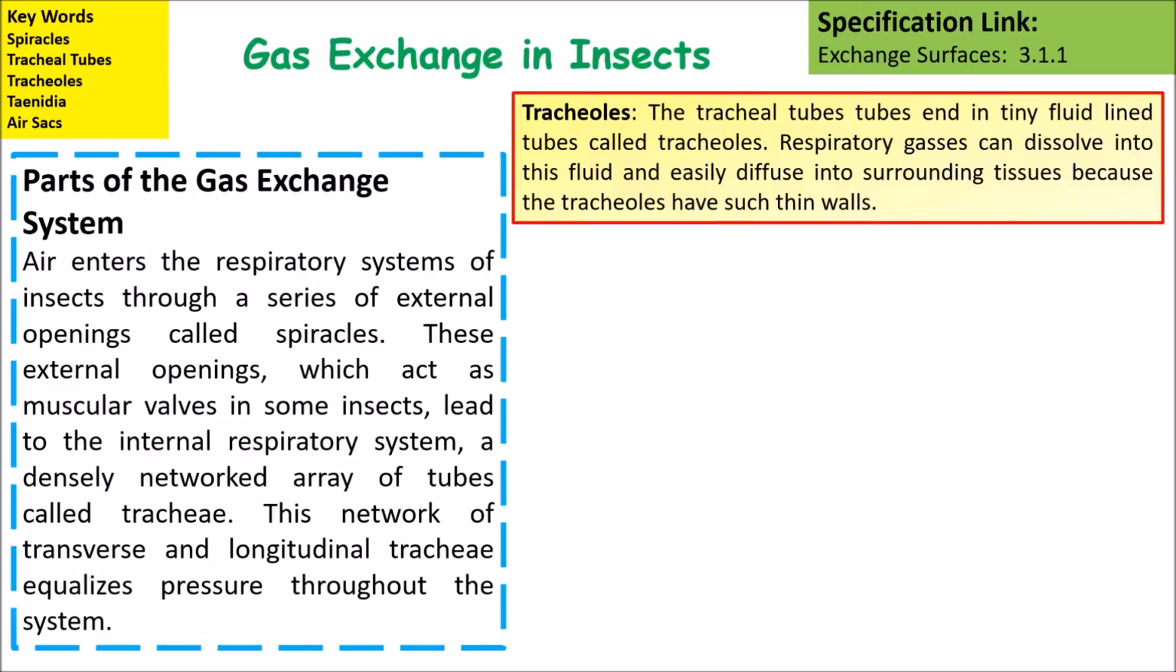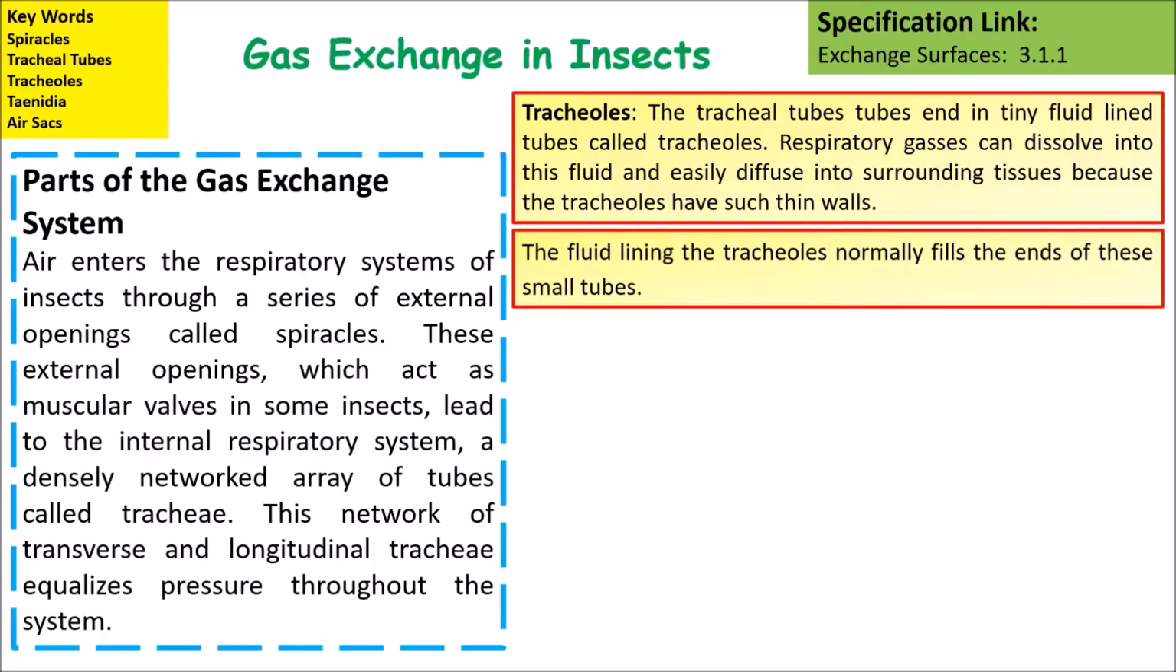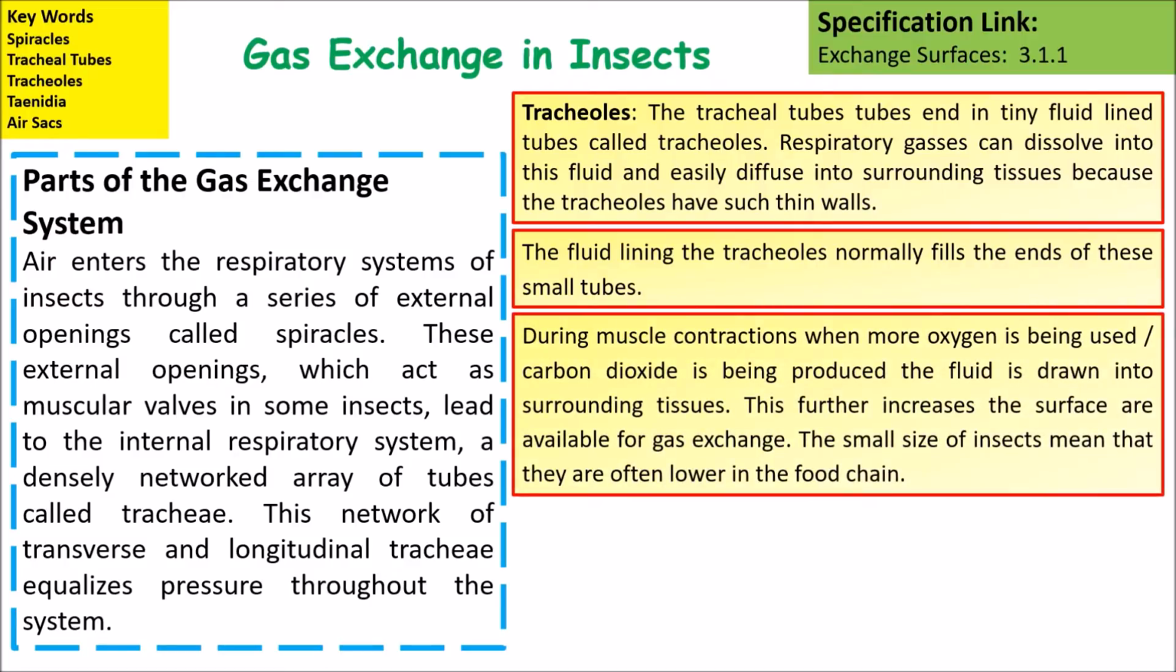The next part we want to look at is the tracheoles. The tracheal tubes end in tiny fluid-lined tubes called tracheoles. Respiratory gases can dissolve into this fluid and easily diffuse into the surrounding tissues because the tracheoles have such thin walls. The fluid lining the tracheoles normally fills the ends of these small tubes. During muscular contraction, when more oxygen is being used and carbon dioxide is being produced, both those gases are drawn into and out of this fluid. This further increases the surface available for gas exchange.